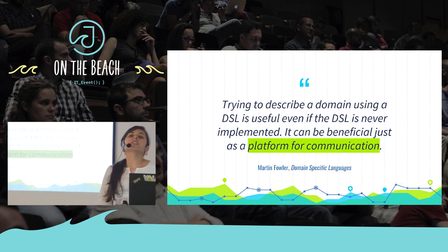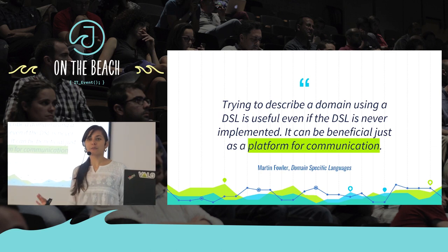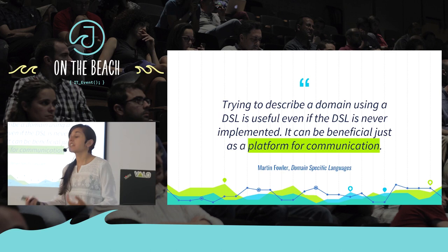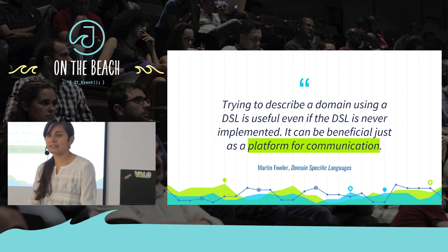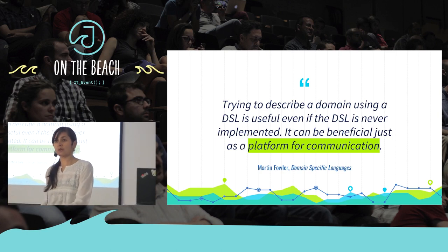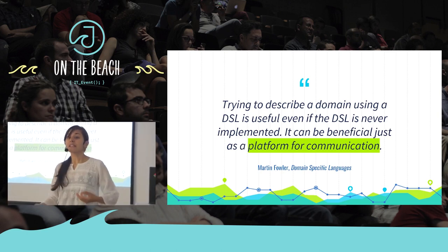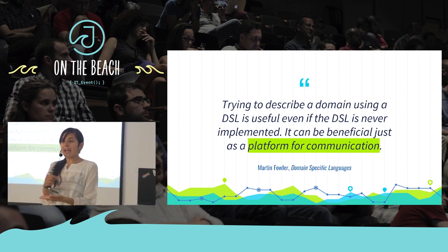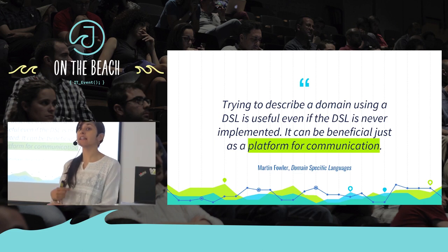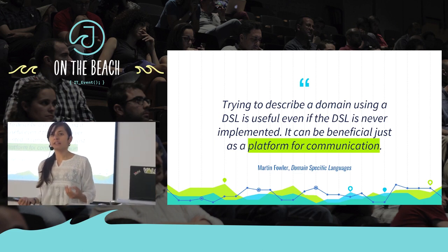The question is, do we even need to implement it? So Martin Fowler, in that same book, Domain Specific Languages, says that trying to describe a domain using a DSL is useful even if the DSL is never implemented. It can be beneficial just as a platform for communication. He said the advantage of having a DSL implemented is that you have a piece of source code that your domain experts can write down what they want, and then they can actually execute it. But even if you don't execute it, the simple act of writing down what you want and how you want to be able to talk about and interact with your data is already really valuable.